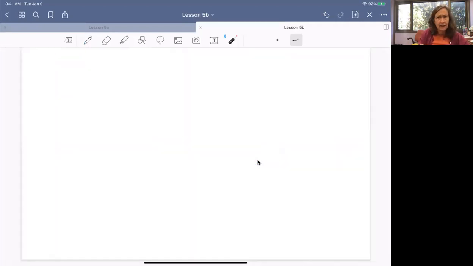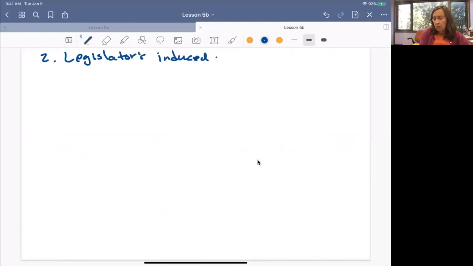So the second example is more of what we might think of as a formal theory type of example. And this would be about legislators' induced preferences over procedures. Okay, so what am I talking about here?